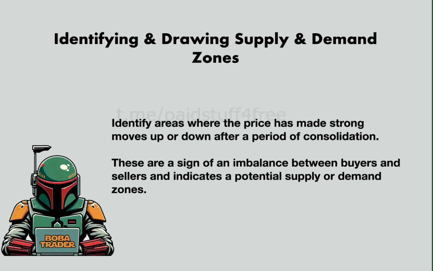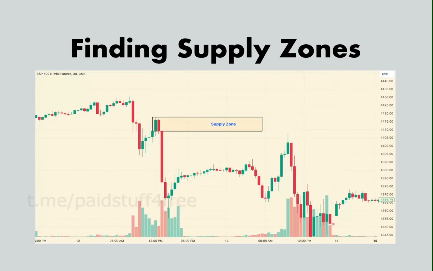So how do we find these supply and demand zones? You want to find an area on the chart where the price has made a strong move up or down after a period of consolidation. That's a sign of an imbalance between the buyers and the sellers, and it indicates a potential supply or demand zone. So let's take a look right here.